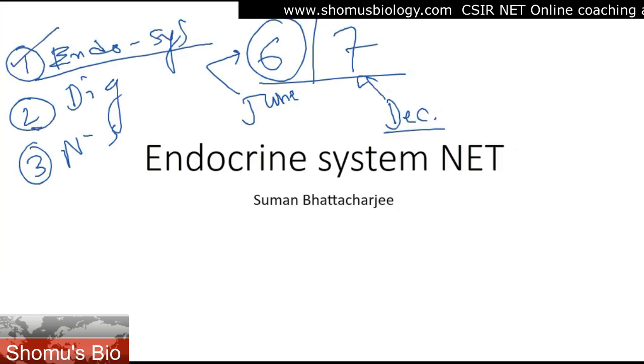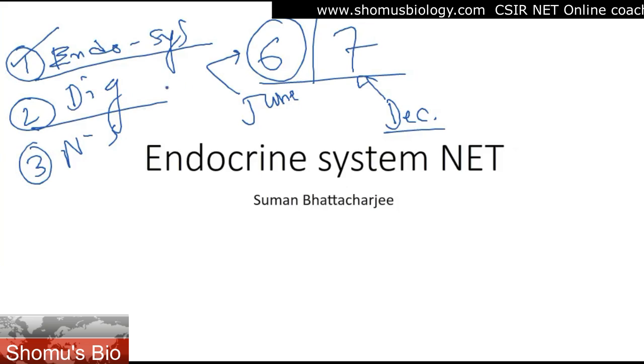Then second is the digestive system. The digestive system is not very important, but the questions you can expect are on digestive secretions, the proteins and enzymes involved in the chemical digestion process in our body. Chemical digestion means all the enzymes that are involved in digesting carbohydrates, proteins and lipids. Apart from that, the digestive system disorders linked with it.